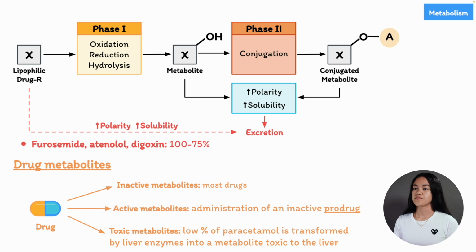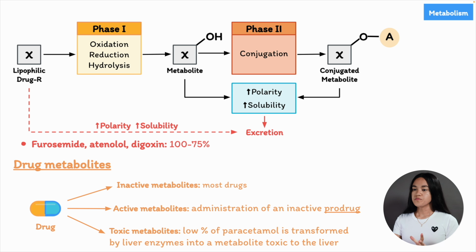And then the third type are toxic metabolites. A typical example is paracetamol. Some of it changes into a toxic form due to liver enzymes. This toxic metabolite is why excessive paracetamol can lead to liver failure. If an individual were to take a high dose of paracetamol, then there will be a high dose of this toxic metabolite, which could cause liver failure, okay?